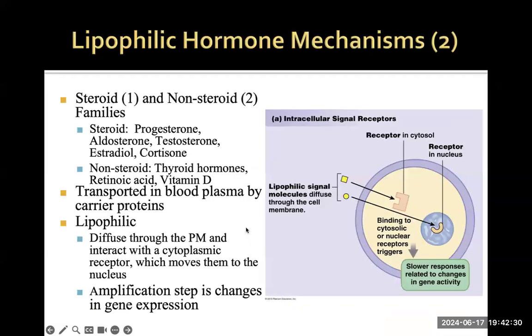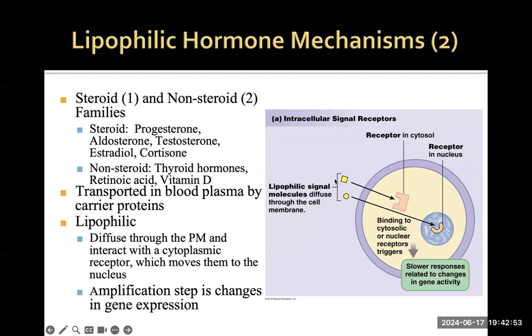I'm aware that these concepts might be a little bit of a jump, so my suggestion is take it slow and back up and listen to it again if you need to, because we're going to move on to the next type now. So the next type is called a lipophilic hormone mechanism. This is where you have steroid and non-steroidal families that are going to essentially do the same thing, but in a little bit of a different way.